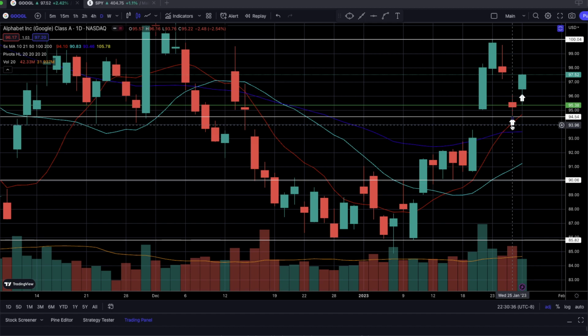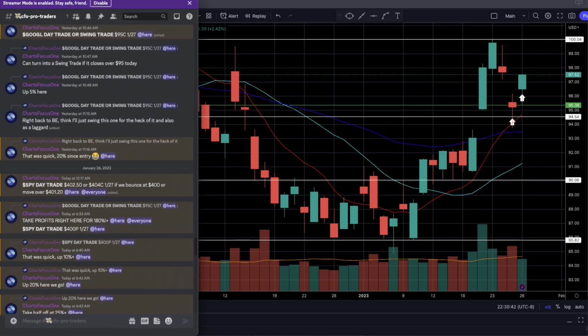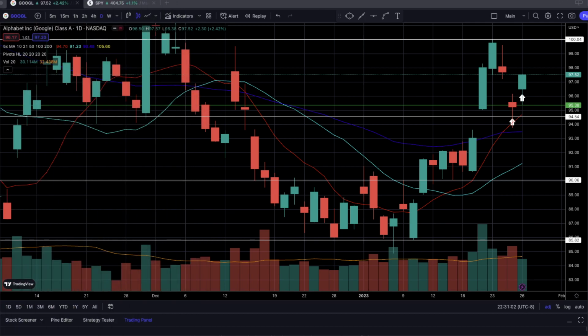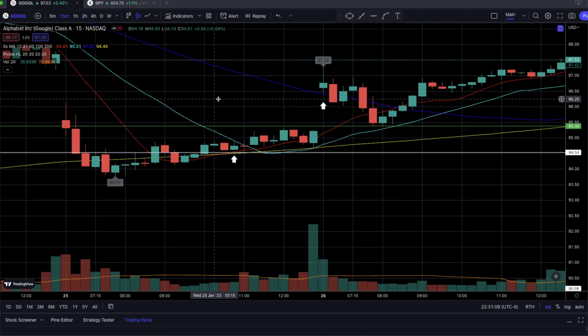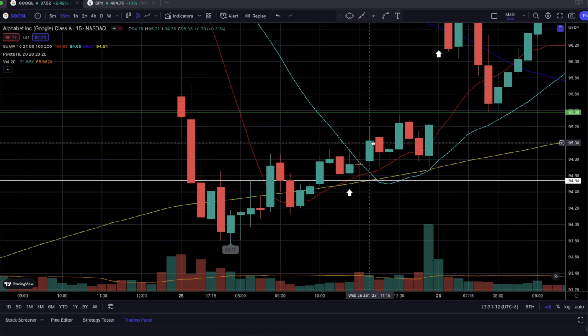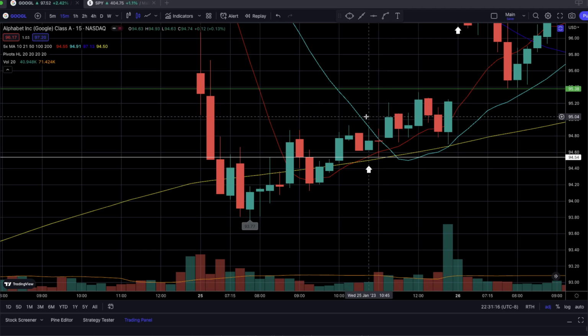So this is where we got in using these contracts. At 10:46 a.m. yesterday, I sent this message: Google day trade or swing trade 95 call contracts that expire on January 27th. So these are weekly expirations. If I go on the 15-minute time frame and translate that time of the message, we got in right here where this arrow is pointing at. So we got in over and above this intraday level of support at 94.50.